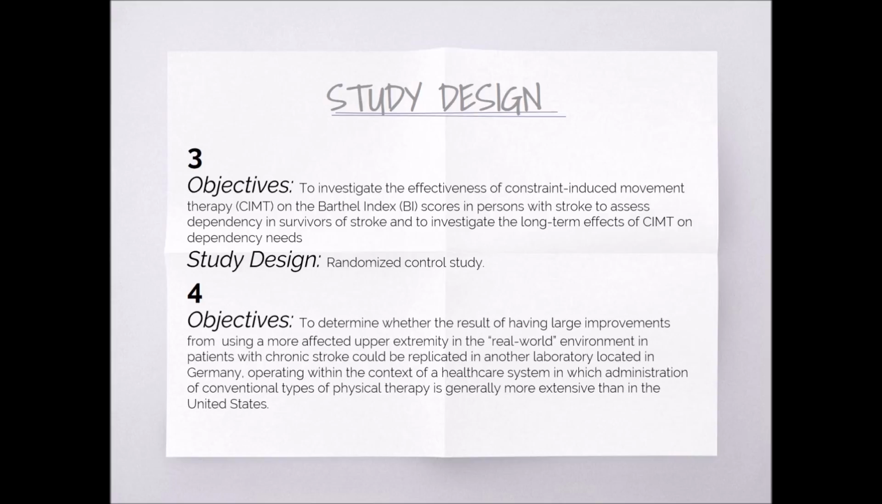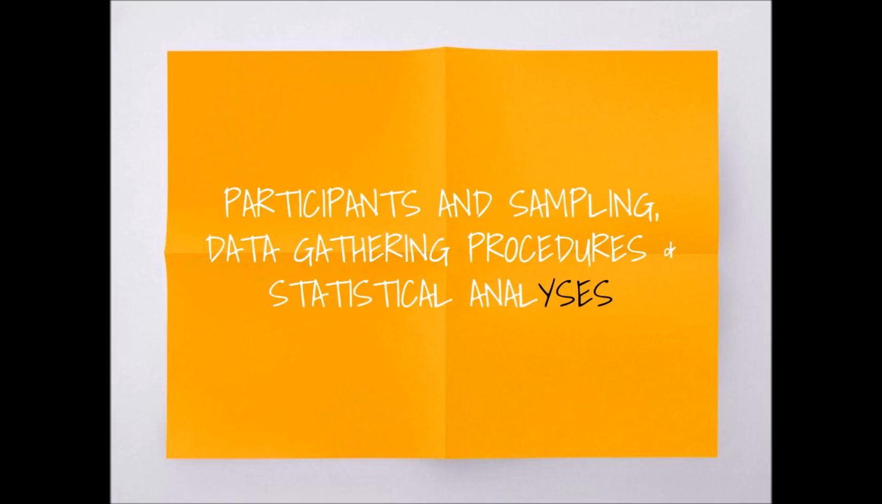For Article 4, the objective was to determine whether the result of having large improvements from using a more affected upper extremity in the real-world environment in patients with chronic stroke could be replicated in another laboratory located in Germany, operating within the context of a healthcare system in which administration of conventional types of physical therapy is generally more extensive than in the United States. The study design was a control study.